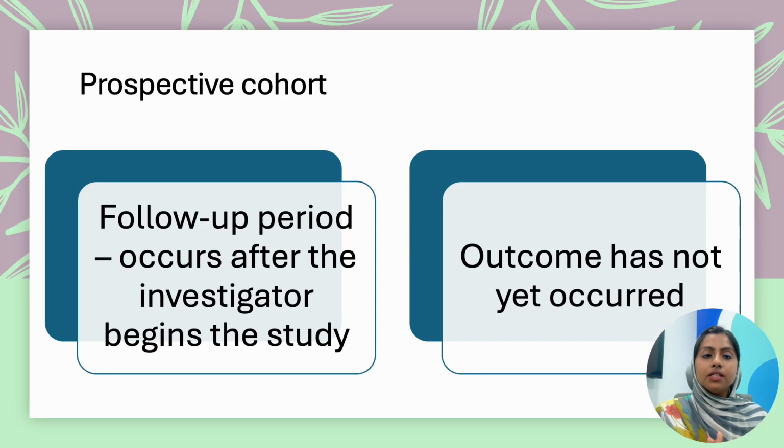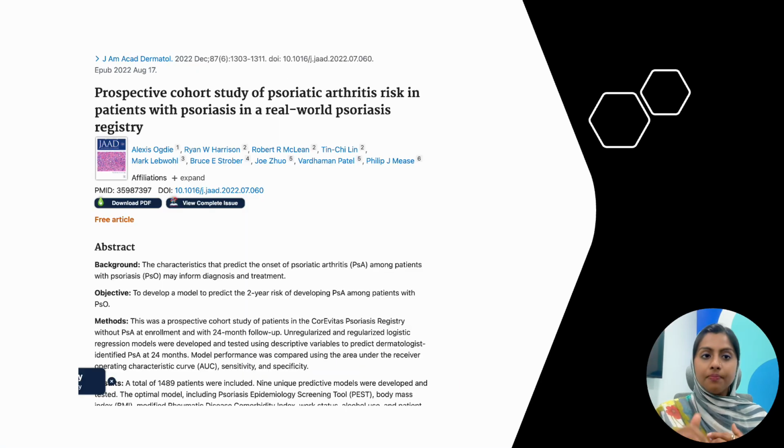So what's a prospective study? Here the follow-up period is yet to come. After you start the investigation comes the follow-up period. So that's a prospective study, where the outcome has not occurred yet. An example would be a prospective study of psoriatic arthritis with psoriasis patients. You take all the psoriasis patients and then you follow them up and see the development of psoriatic arthritis.